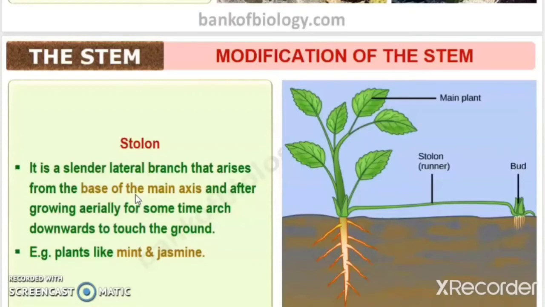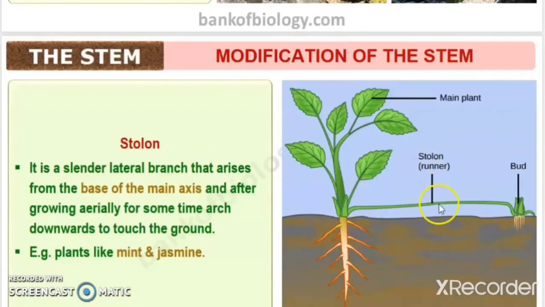Okay, it doesn't arise as soon as the plant grows. Instead, they will arise after some time, and they will grow aerially for some time. Aerially means they will grow in air for some time, and after that they will arch downwards to touch the ground. So after growing straight in the air for some time, it will arch downwards to touch the ground.